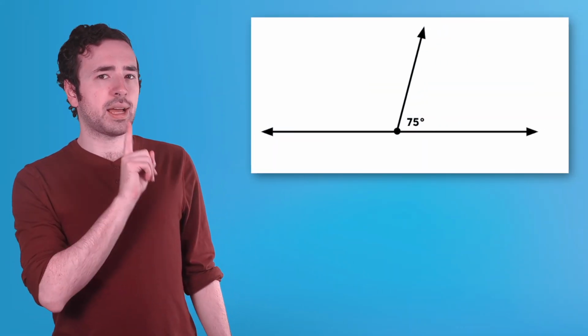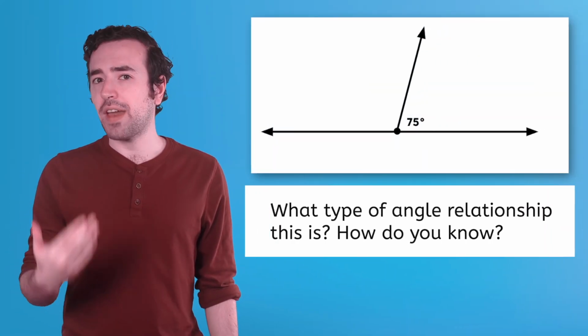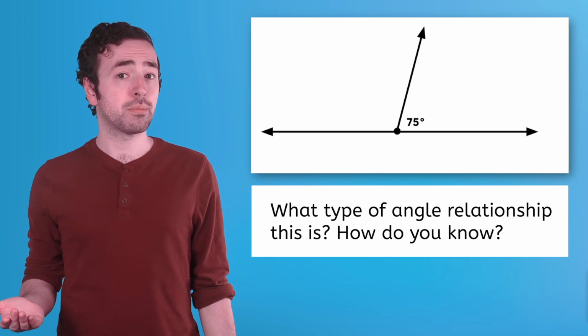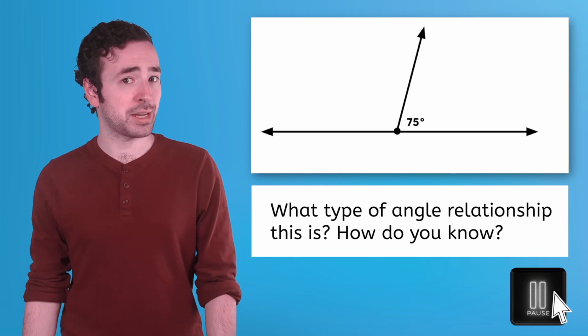Let's zoom in on that angle at the bottom of the door. What type of angle relationship is this? And how do you know? Write down your answer and reason in your guided notes.